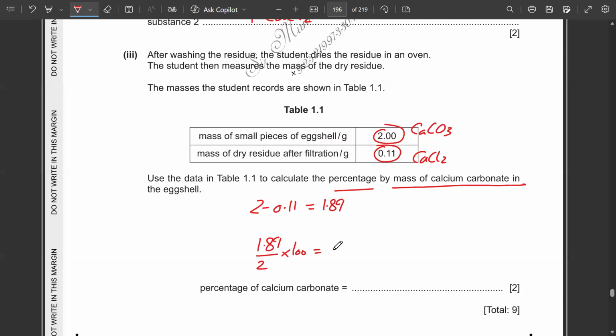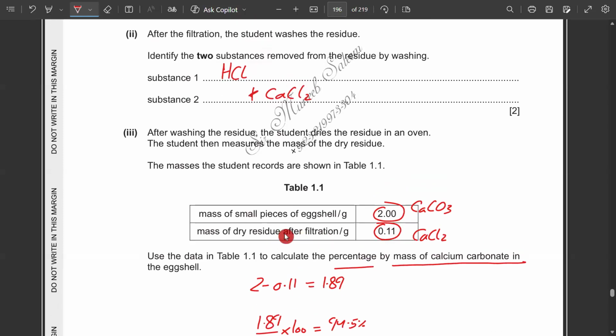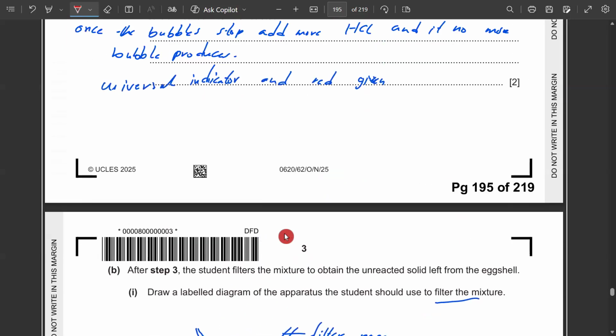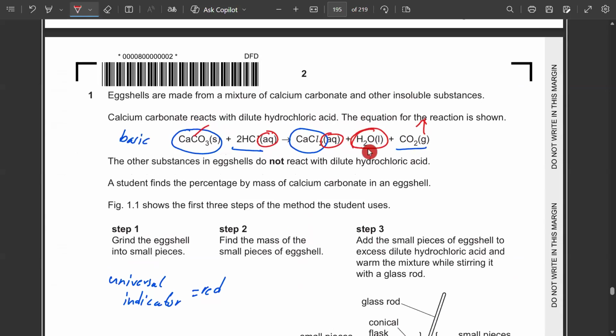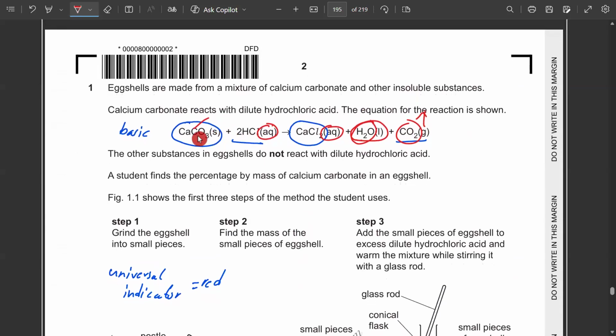So the answer will come out to be 94.5%. So this much calcium carbonate was present in the eggshell. Actually, the rest of the mass was left out in the form of carbon dioxide and water. This thing and this thing, these are separated out from the mass of the calcium carbonate. So this is how we are able to identify how much CaCO3 was present in the eggshell.